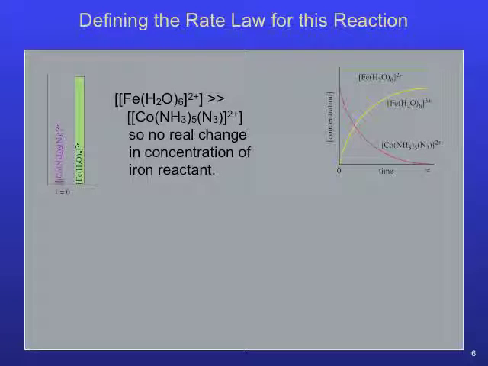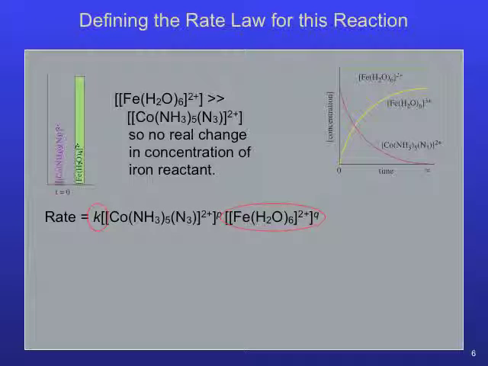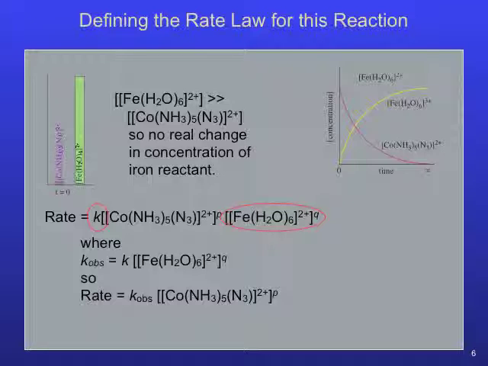The rate law expression can be simplified. Since both the rate constant k and the hexaaquairon(II) concentration are constants, they can be combined into the observed rate constant k_obs. Then the rate is simply equal to the product of the observed rate constant and the concentration of the azidopentaamminecobalt(III) raised to the power of p.